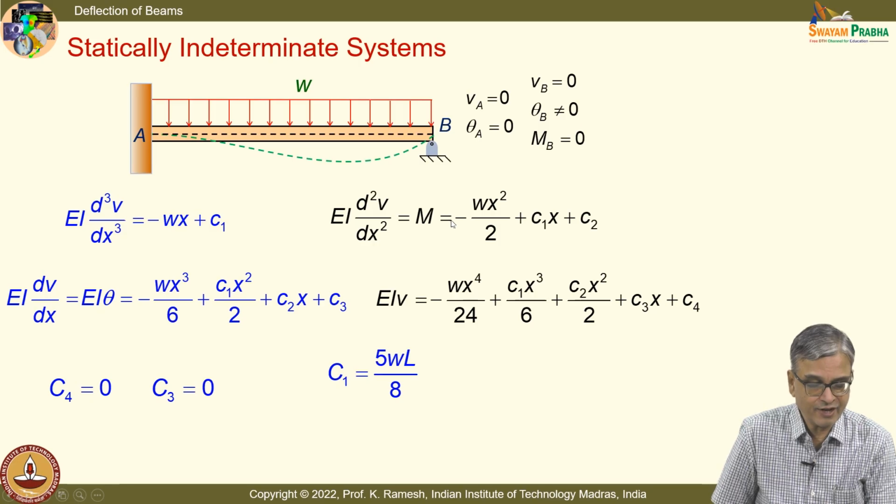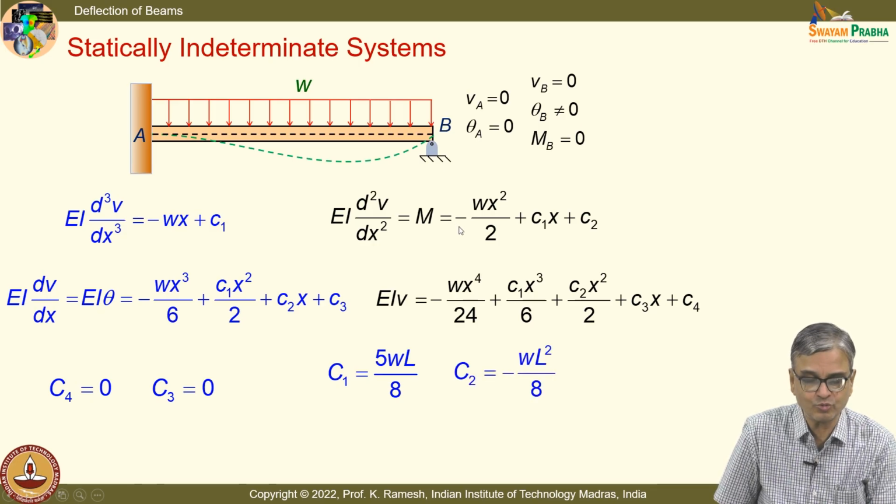So, I have enough conditions, and you have to do the simplification. Please take your time at home and then evaluate C1 equal to 5WL by 8 and C2 is determined as minus WL squared by 8.